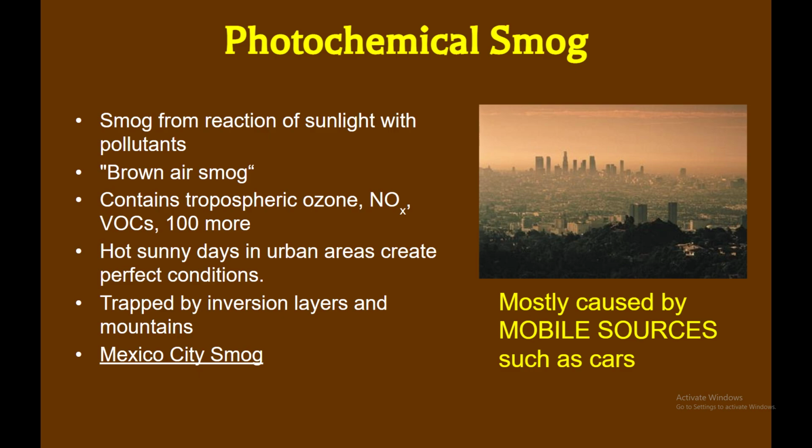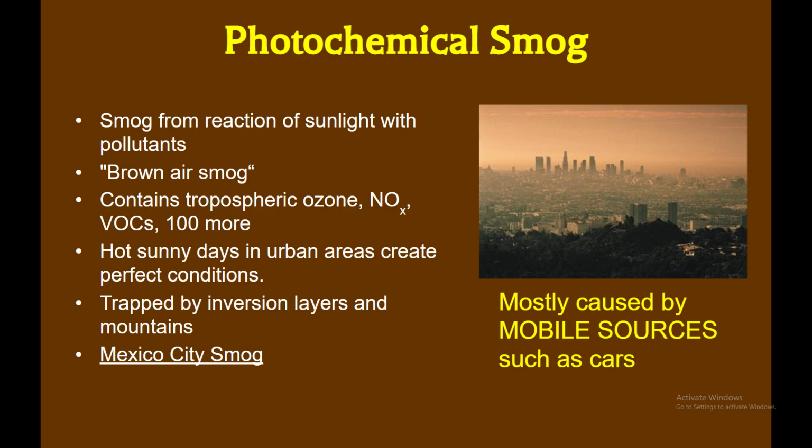The next type of smog is photochemical smog. It's called brown air smog because it makes the air brownish orange, and it needs sunlight to be formed. It needs it to be bright and sunny and hot outside, because the reaction of the sunlight with the pollutants is what forms photochemical smog. It contains ozone from the troposphere, nitrogen oxides, and volatile organic compounds.